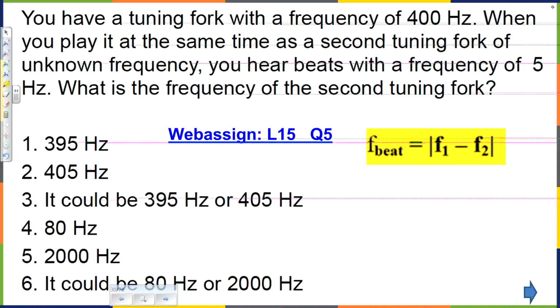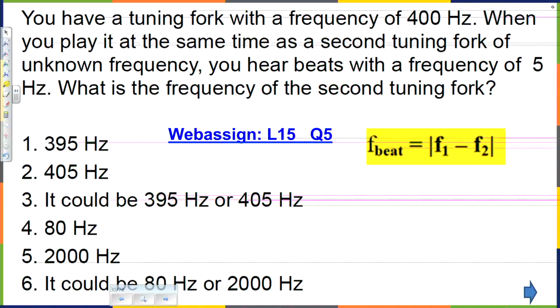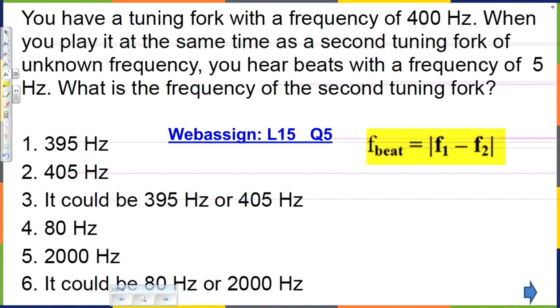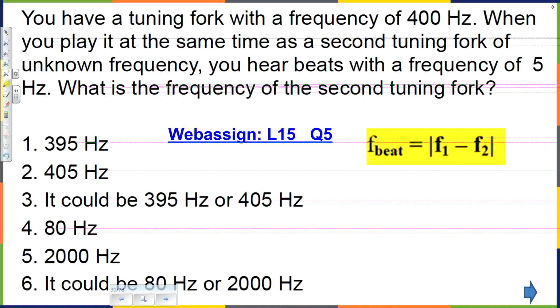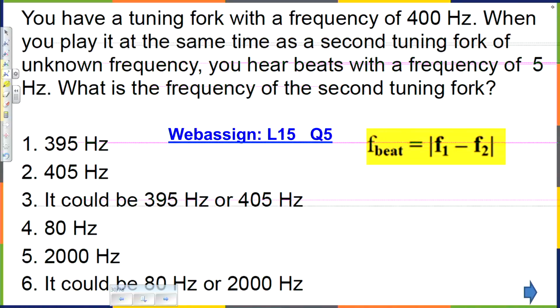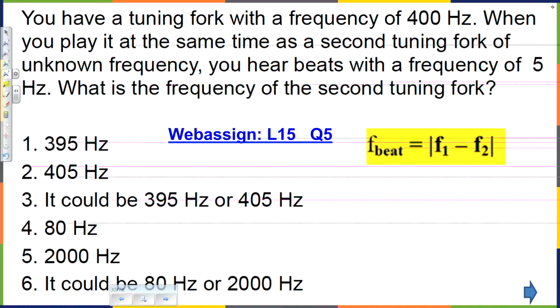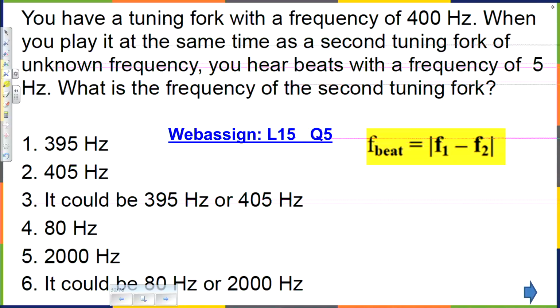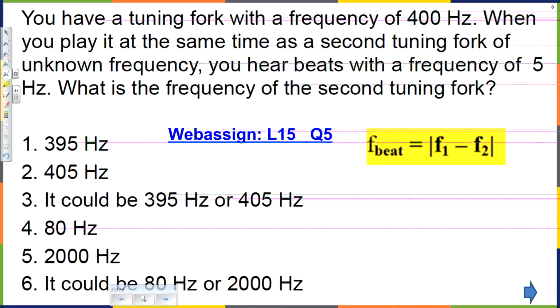So please just enter your choice. We have tuning fork number 1, and we have tuning fork number 2. We know one tuning fork generates sound with frequency equal to 400 hertz, and we hear the beats. Beat frequency is 5 hertz, which means the loudness changes 5 times per second.